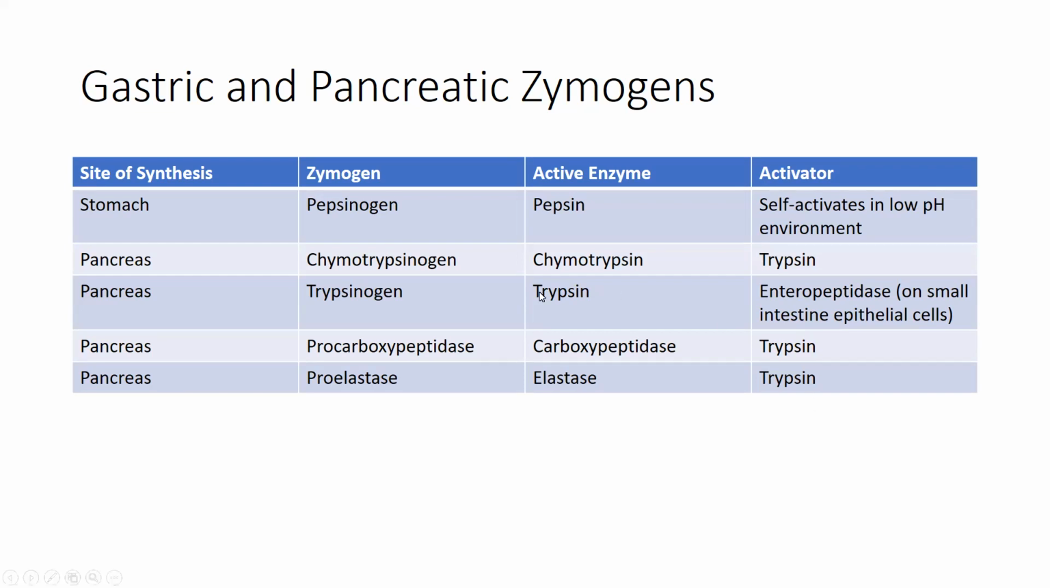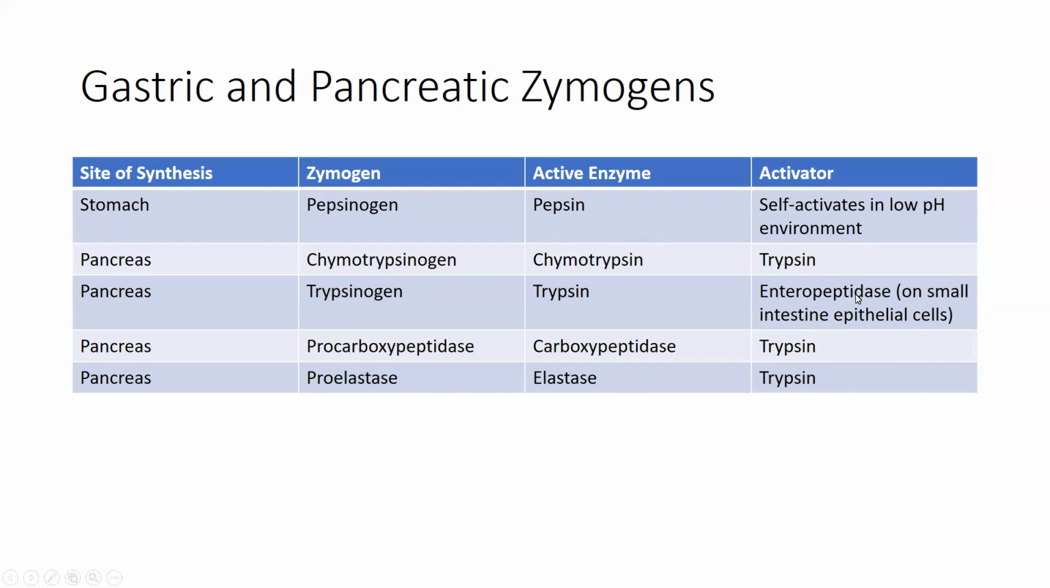Chymotrypsin, trypsin, carboxypeptidase, and elastase. All of these enzymes, we can see their zymogens here, and we can see that the majority of them, chymotrypsin, carboxypeptidase, and elastase, are activated when trypsin is present. So really, we need trypsinogen to become trypsin for us to be able to activate our other digestive enzymes. If this process occurs, it's like a cascade. The rest will occur.